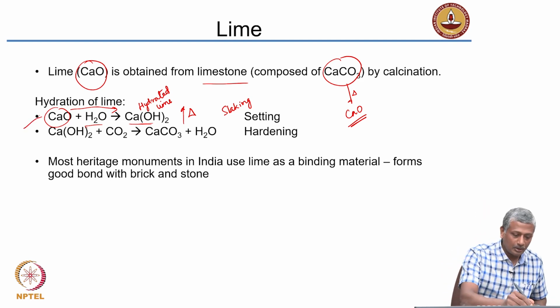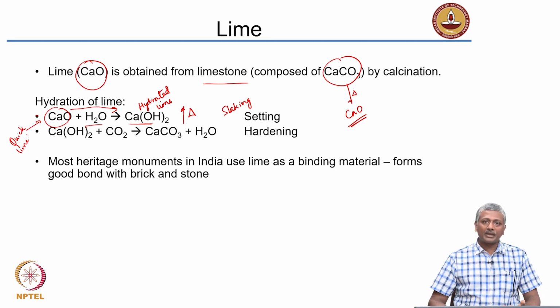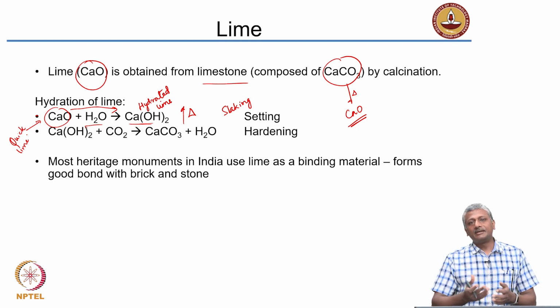This is called quick lime. You have learned this in your basic school sciences, that this calcium oxide is also called quick lime, and you mix it with water, you form hydrated lime. Now, this hydrated lime can be used in a mortar. So, it is mixed with sand and then it is used for binding these blocks together.